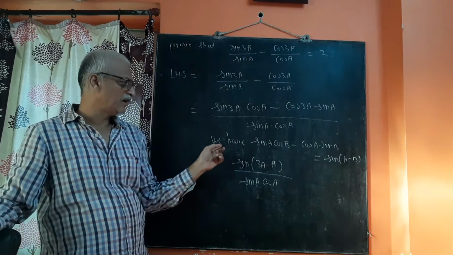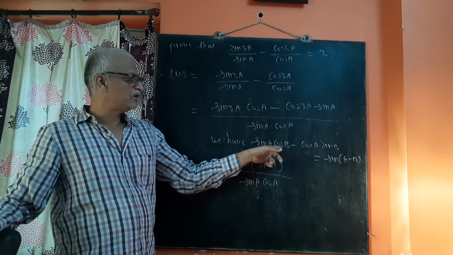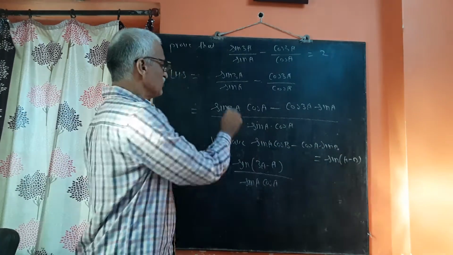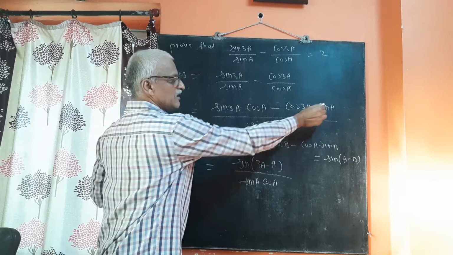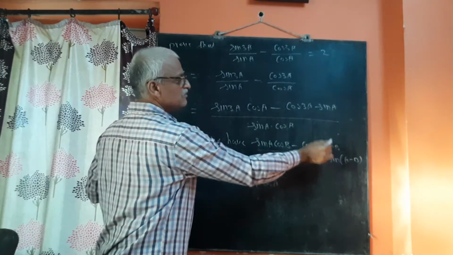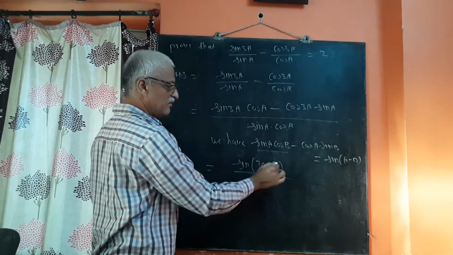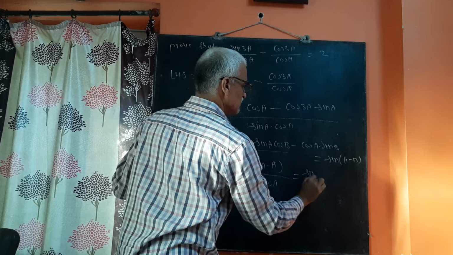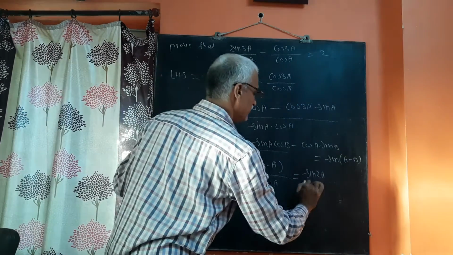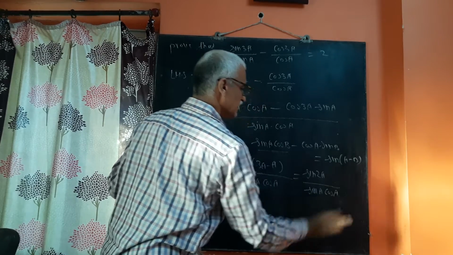I have written the formula here. We have a compound angle formula as sin a into cos b minus cos a into sin b, that is equal to sin of a minus b. So sin 3a into cos a minus cos 3a into sin a, these terms are similar to this one, which means we can apply sin of a minus b. So sin of 3a minus a, that is equal to sin 2a, since 3a minus a is 2a. Sin 2a divided by sin a into cos a.